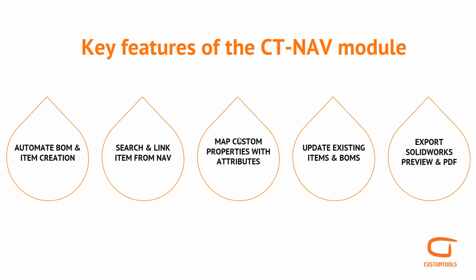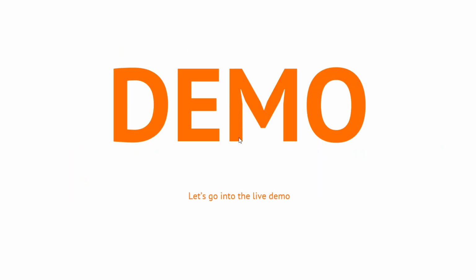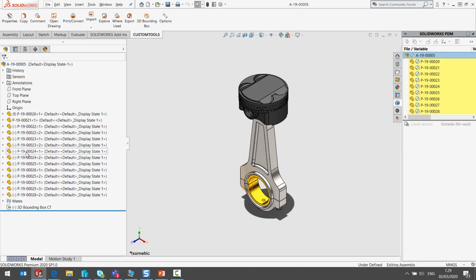With the NAV module, you will be able to automate the BOM and item creation in Dynamics Navision. You will also be able to run some live search and link existing items from Dynamics NAV with your SolidWorks parts or assemblies. During the export, you will be able to map custom properties with attributes of the item, also update existing items and BOMs if those already exist, and then export preview images or links to converted documents. Let's see all of that in action and move to a live demo.